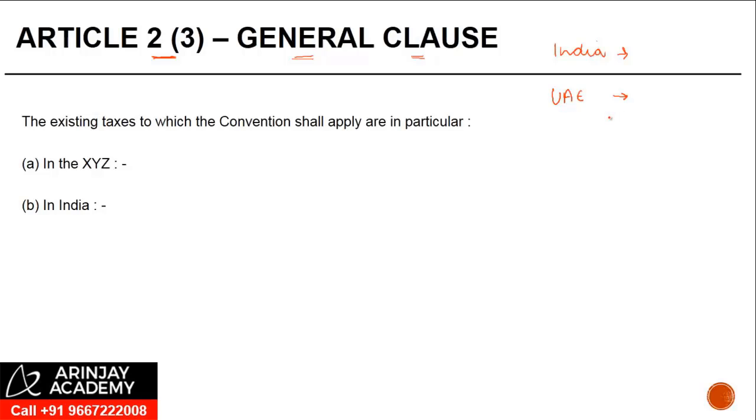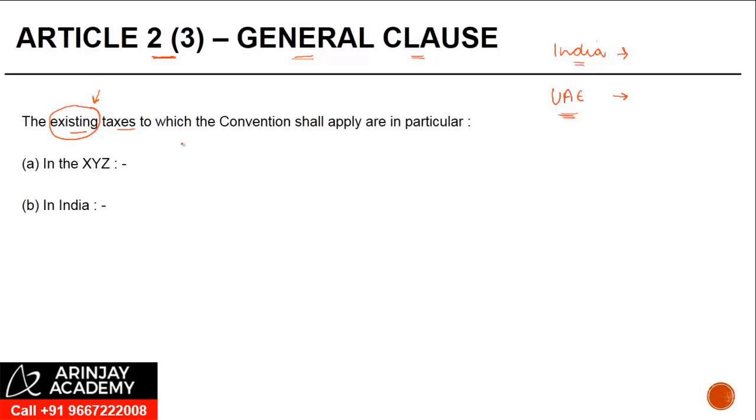UAE may have some form of taxes. When I look at the treaty, which are the taxes which are covered insofar as India is concerned and insofar as UAE is concerned is something which is provided in this general clause. While in various countries this clause may be different, the general structure of this clause is something like this, which says the existing taxes. Now please note the word existing over here.